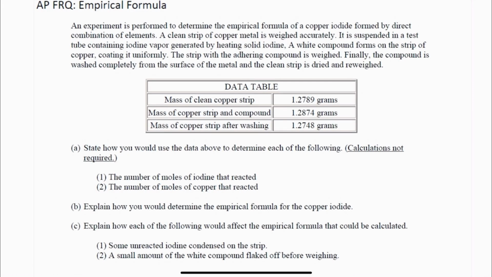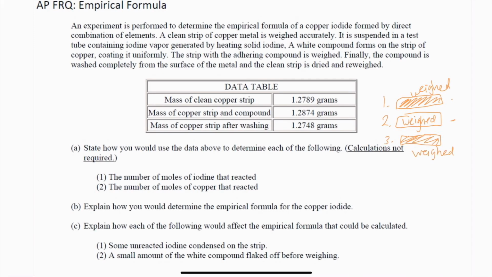First, what's happening is they're weighing a clean strip of copper, and then they suspend it in a test tube. When they do that, a white compound forms on the strip, coats it, so now it's white. Then this strip is weighed. This is weighed, and this is weighed. And finally, the compound is washed, then it's dried and reweighed.